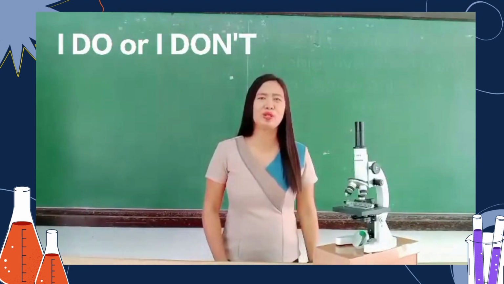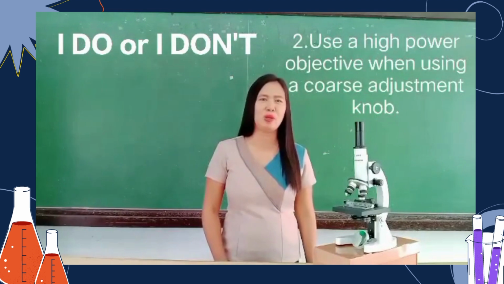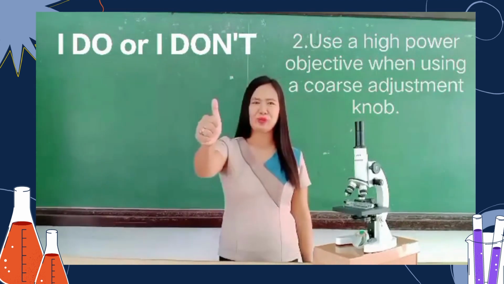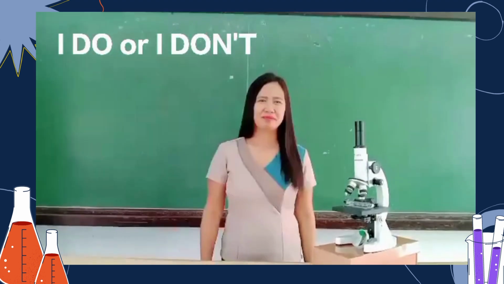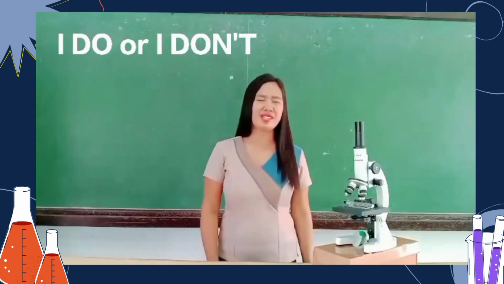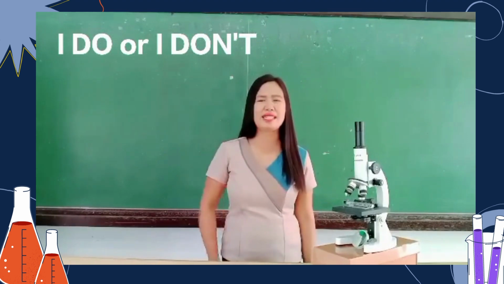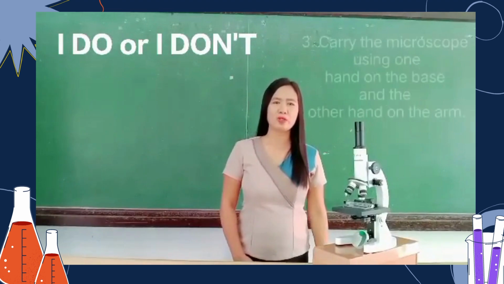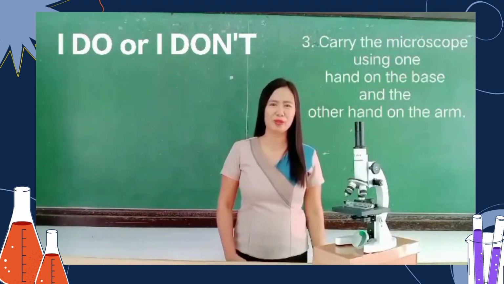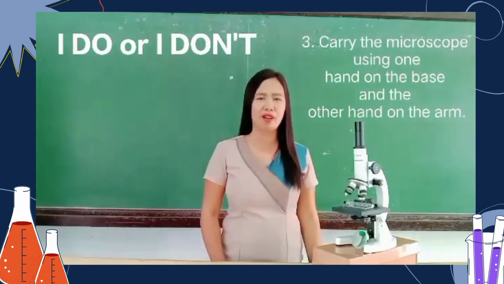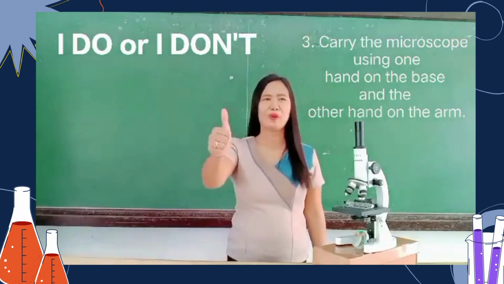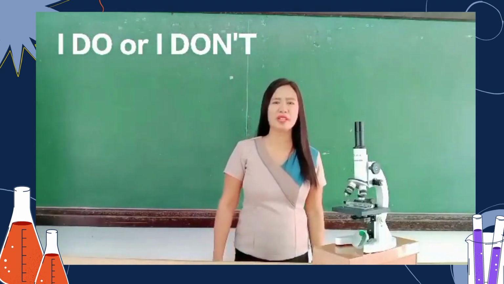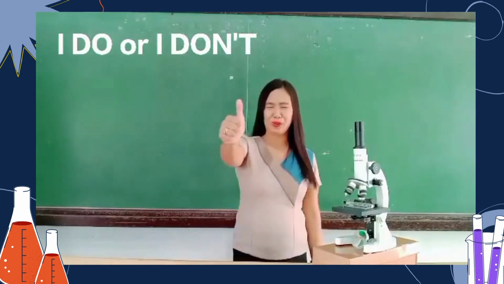Number 2. Use a high-power objective when using a coarse adjustment knob. I do or I don't. Yes, you are correct. The answer is I don't. Number 3. Carry the microscope using one arm on the base and the other hand on the arm. I do or I don't. Yes, the answer is I do.